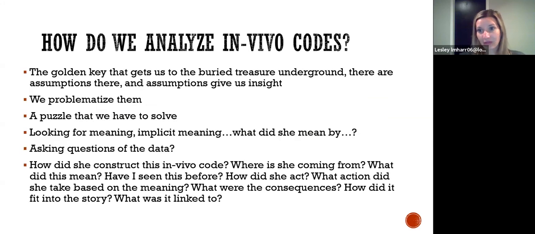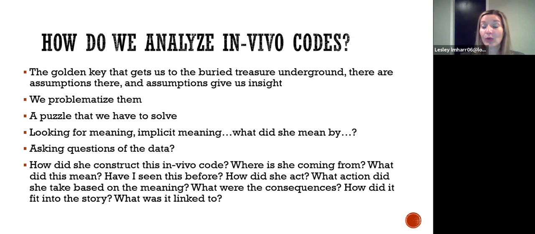So when we find an in vivo code, how do we analyze it? We sort of create a puzzle out of it. We consider these as the golden key that gets us to the buried treasure underground. So when we find an in vivo code, we assume that there are assumptions behind it, and those assumptions give us insight into someone's actions. So we problematize them, we treat them as a puzzle that we have to solve. So we look for meaning, an explicit meaning. So what did this person mean by X, Y, and Z?